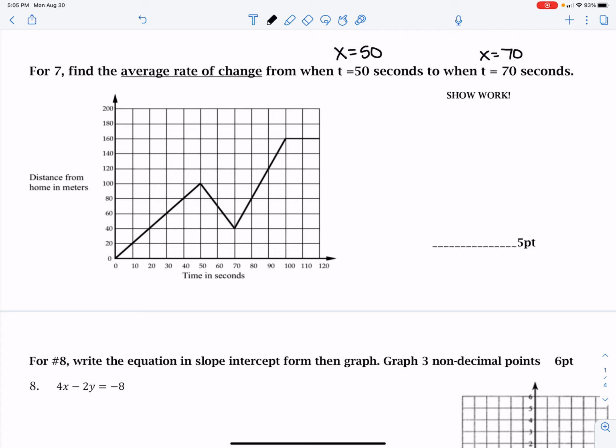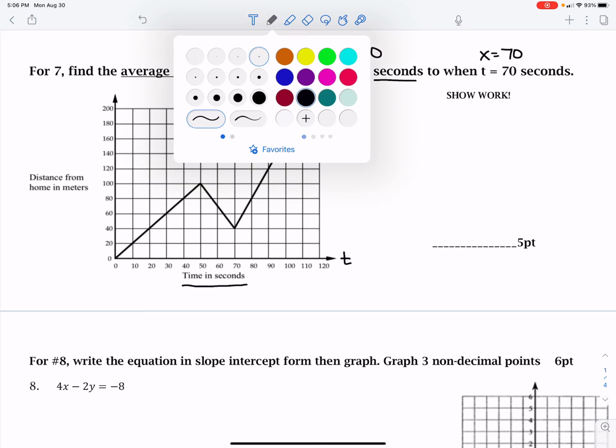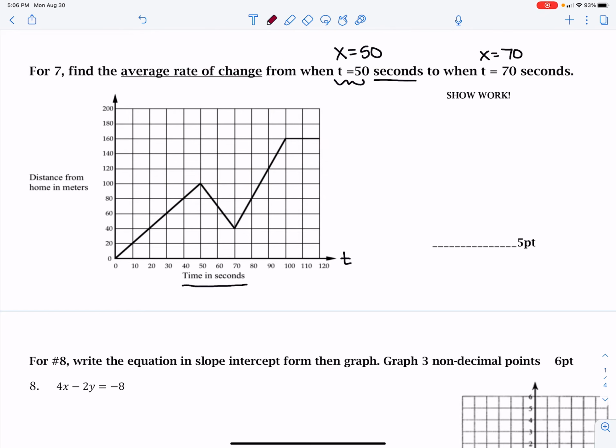And I know that t represents x because t is talking about seconds. When I look at my graph, time in seconds is where we would normally see the x-axis. However, they're not calling it x, they're calling it the t. Okay, so they want to know from 50 seconds to 70 seconds, what is the average rate of change?